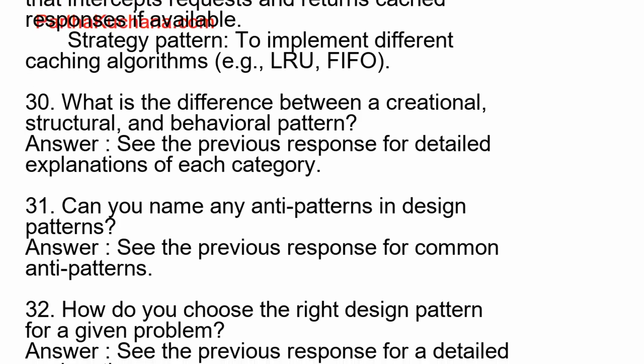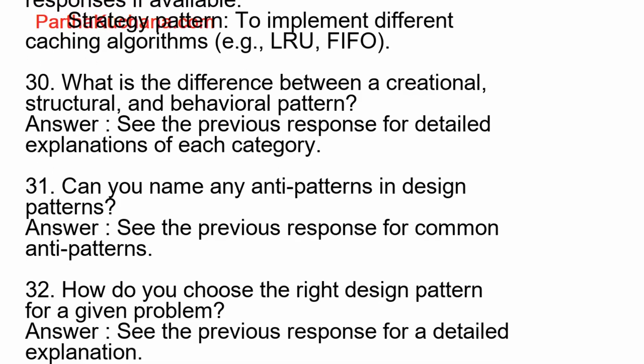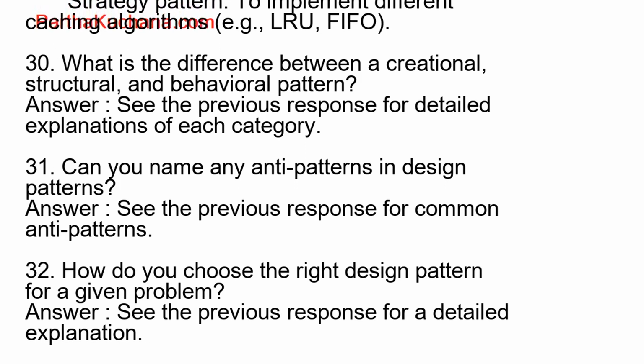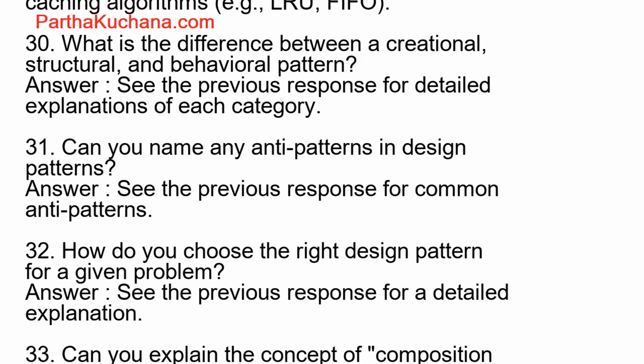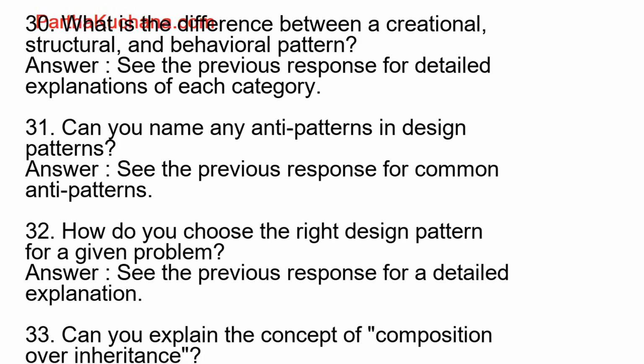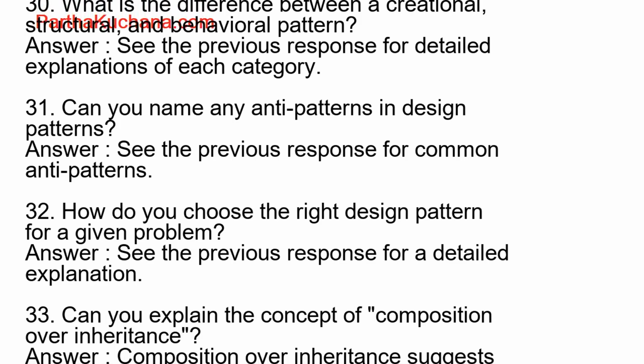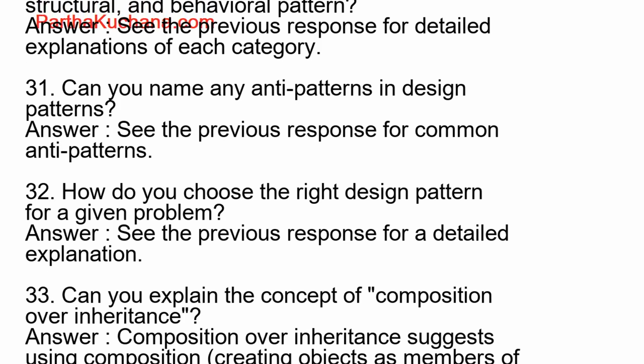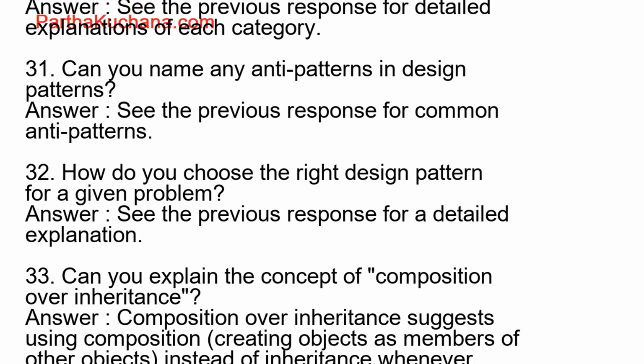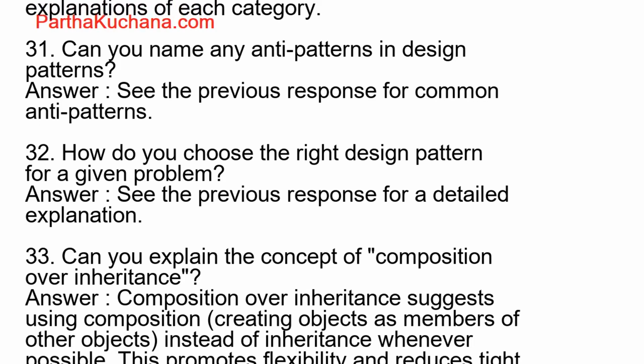33. Can you explain the concept of composition over inheritance? Answer. Composition over inheritance suggests using composition, creating objects as members of other objects, instead of inheritance whenever possible. This promotes flexibility and reduces tight coupling between classes.